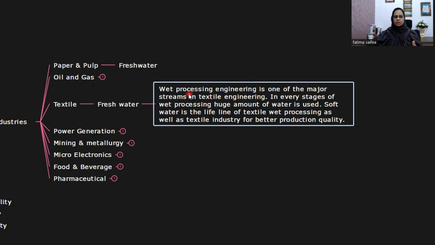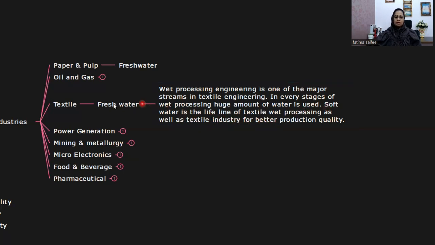That means wet processing is one of the processes in textile manufacturing. In every stage of wet processing, a huge amount of water is used. Soft water is the lifeline of wet processing as well as the textile industry for better production quality. So in this way, we have to be very careful while using the water.